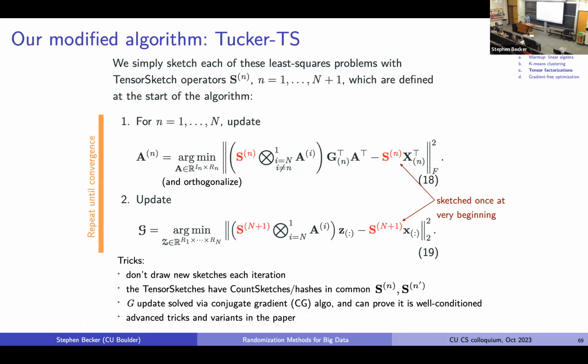We're going to do this by doing the tensor sketch. I introduced the tensor sketch earlier. It was a bunch of little count sketches. The careful thing we did here is that we apply a big tensor sketch once up front to the data. And then inside each iteration, I'm going to have slightly different tensor sketches where I take out one little different count sketch, depending on which iteration it is.